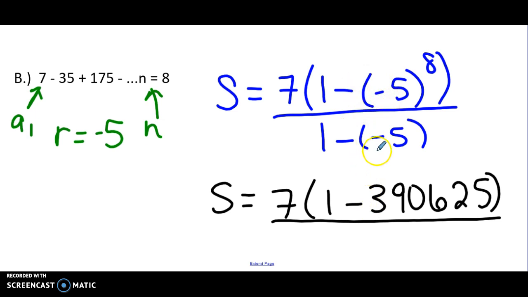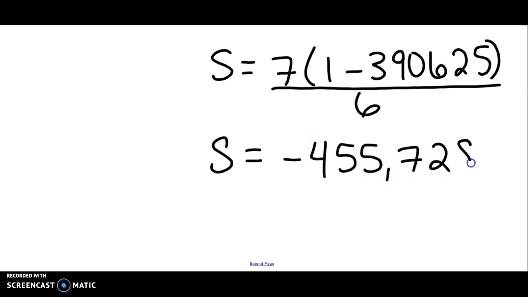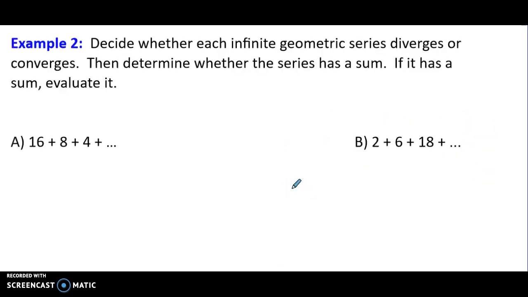In the denominator, however, because we just have minus and negative and no exponent here, we do have a 6. So we have a sum of 7 times 1 minus 390,625 divided by 6, which is -455,728. In number 2, we're determining whether each series diverges or converges.